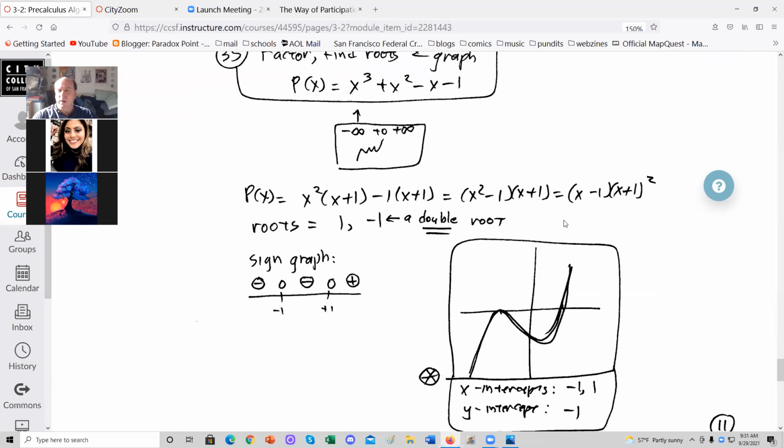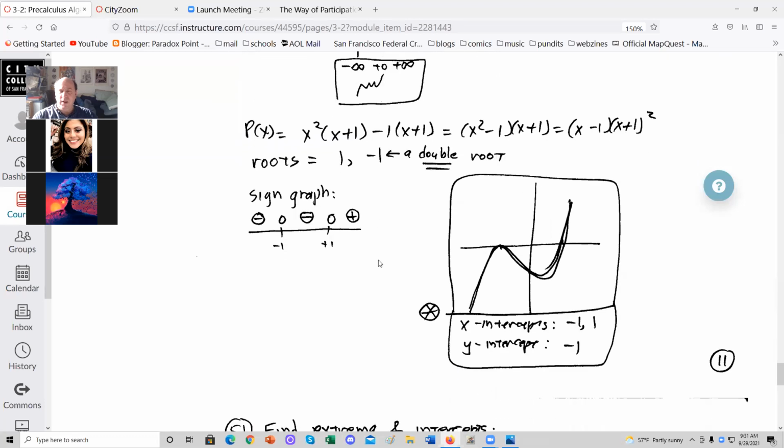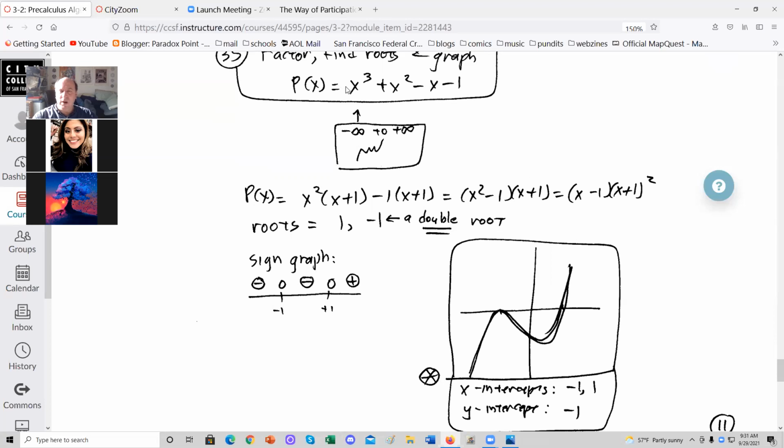So the roots are at when x minus 1 is 0, when x equals 1. When x plus 1 is 0, or x equals negative 1. And furthermore, this negative 1 is a double root. If you draw a sign graph, it goes from negative to 0 back to negative to 0 to positive. Negative to 0 to negative to 0 to positive. And the x-intercepts are negative 1 and positive 1. And plugging in x equals 0, you get that the y-intercept is negative 1.